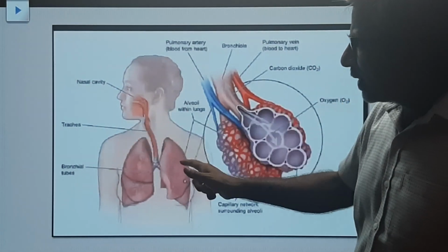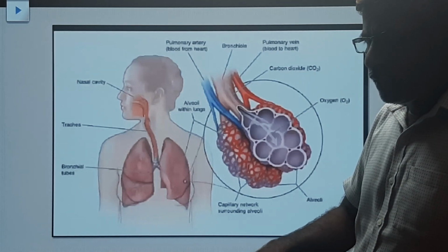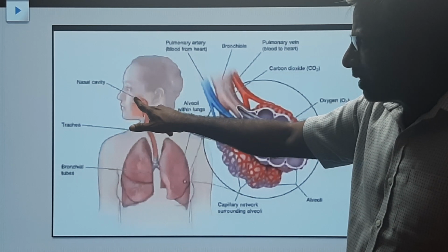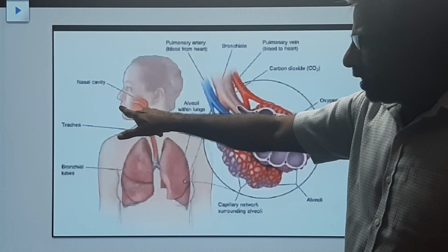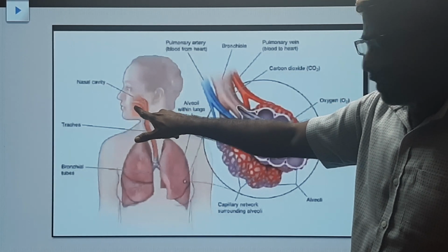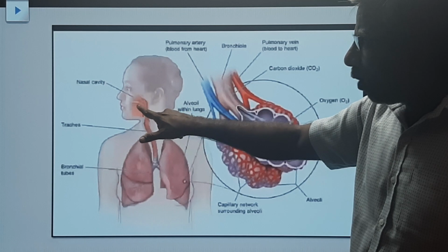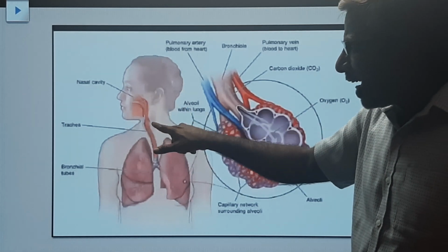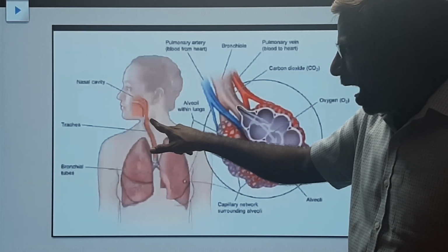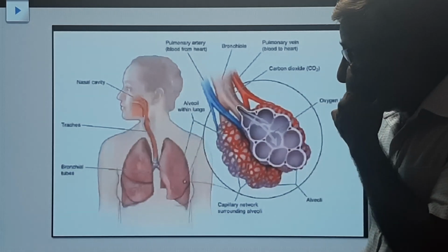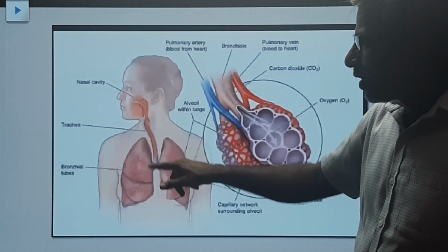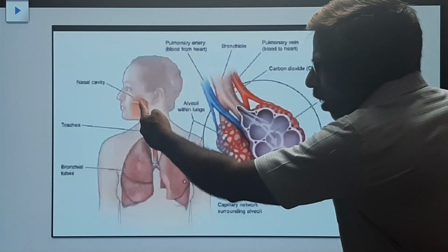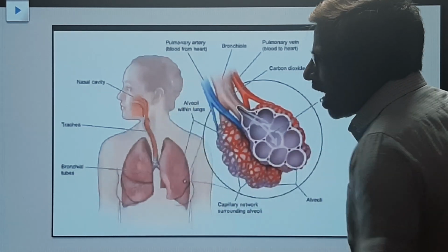Here we are discussing the path of the air. These are nostrils, which open into nasal chambers. This is the mouth, which opens into the oral cavity. Both the nasal chamber and oral chamber commonly open into the pharynx. The pharynx again has two openings: posteriorly the esophagus, in front the trachea. The trachea opens with the glottis. The glottis has a lid called the epiglottis. While swallowing food, the epiglottis closes the glottis.